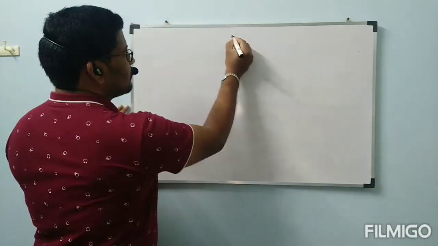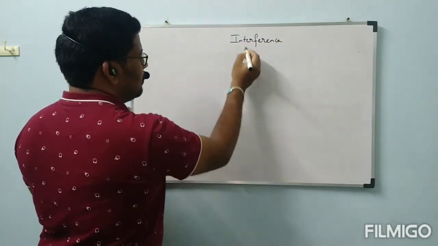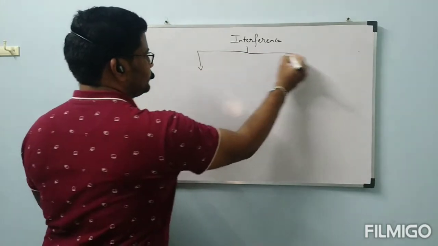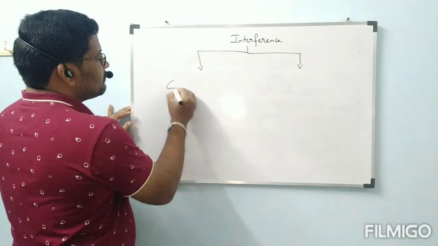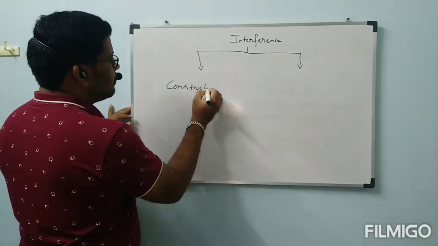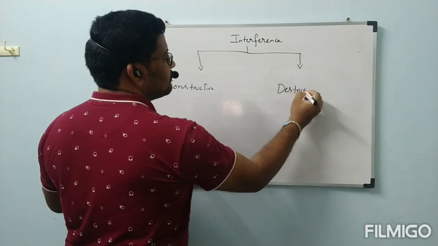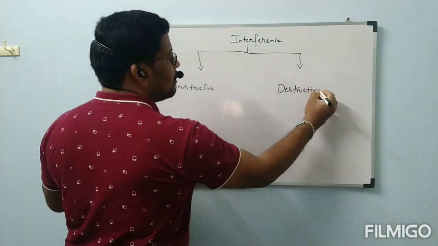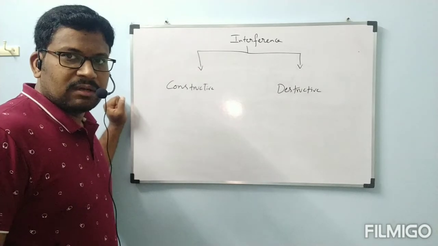Interference is of two types: constructive interference and destructive interference.